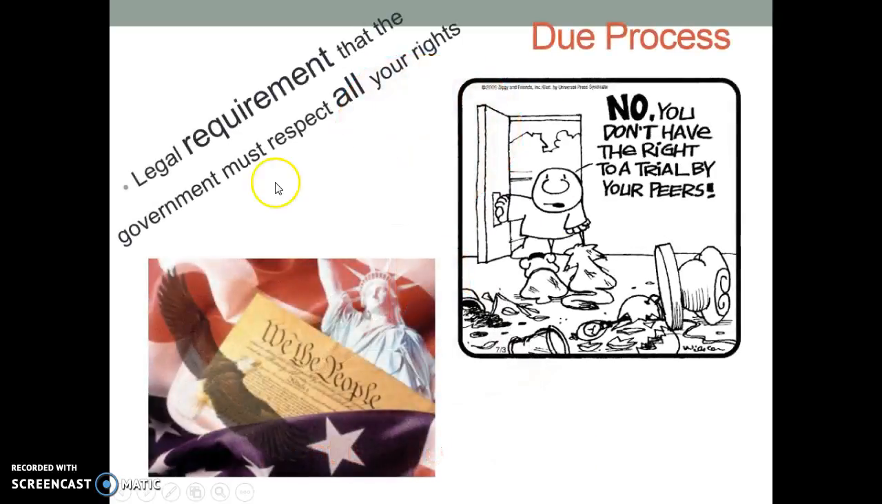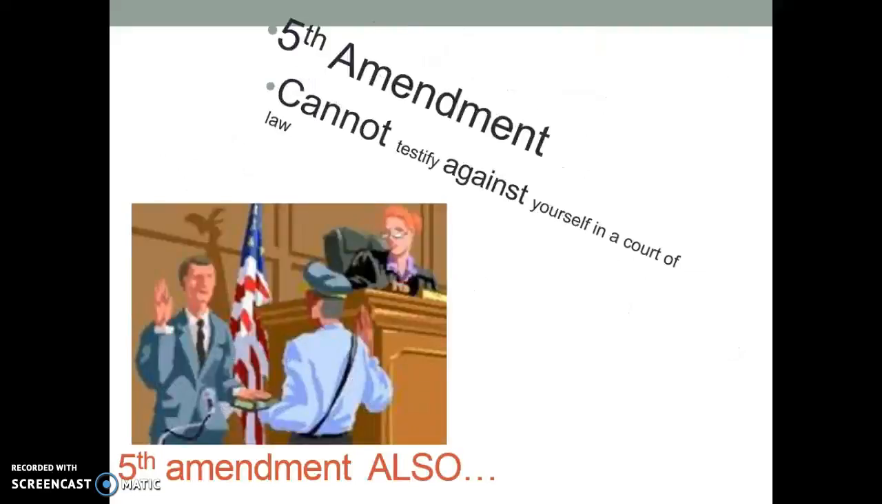Now, something that's really important that you rewrite again is, what is due process? You guys need to write that due process is the legal requirement that the government must respect all your rights. I recommend you pause here and make sure you write it again. A good example of due process would be your Miranda rights, the right to remain silent, the right to an attorney, the right to a fair trial. All these things are Bill of Rights amendments, okay? These are all accepted as due process and rights that we have whenever it comes to the law and legal action, okay?